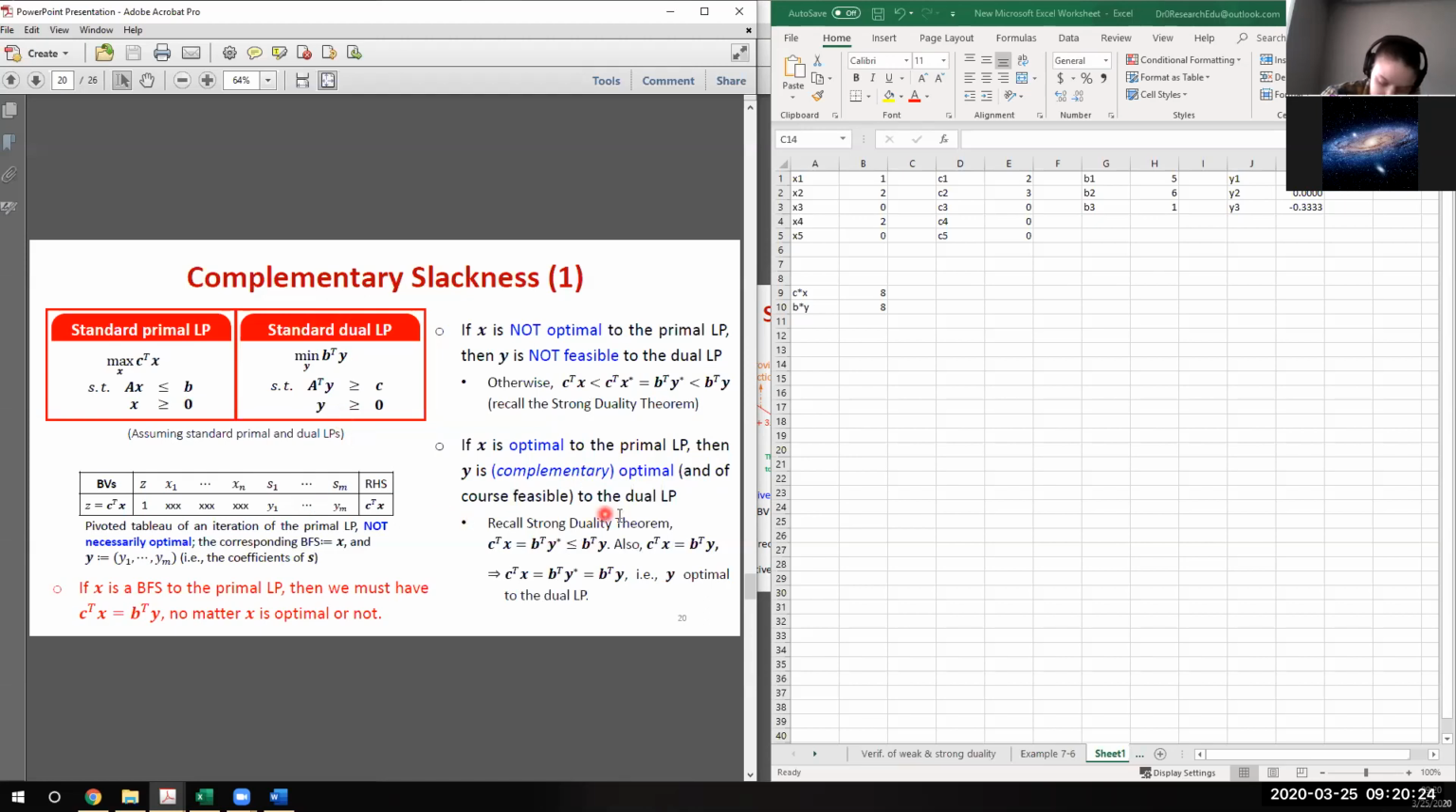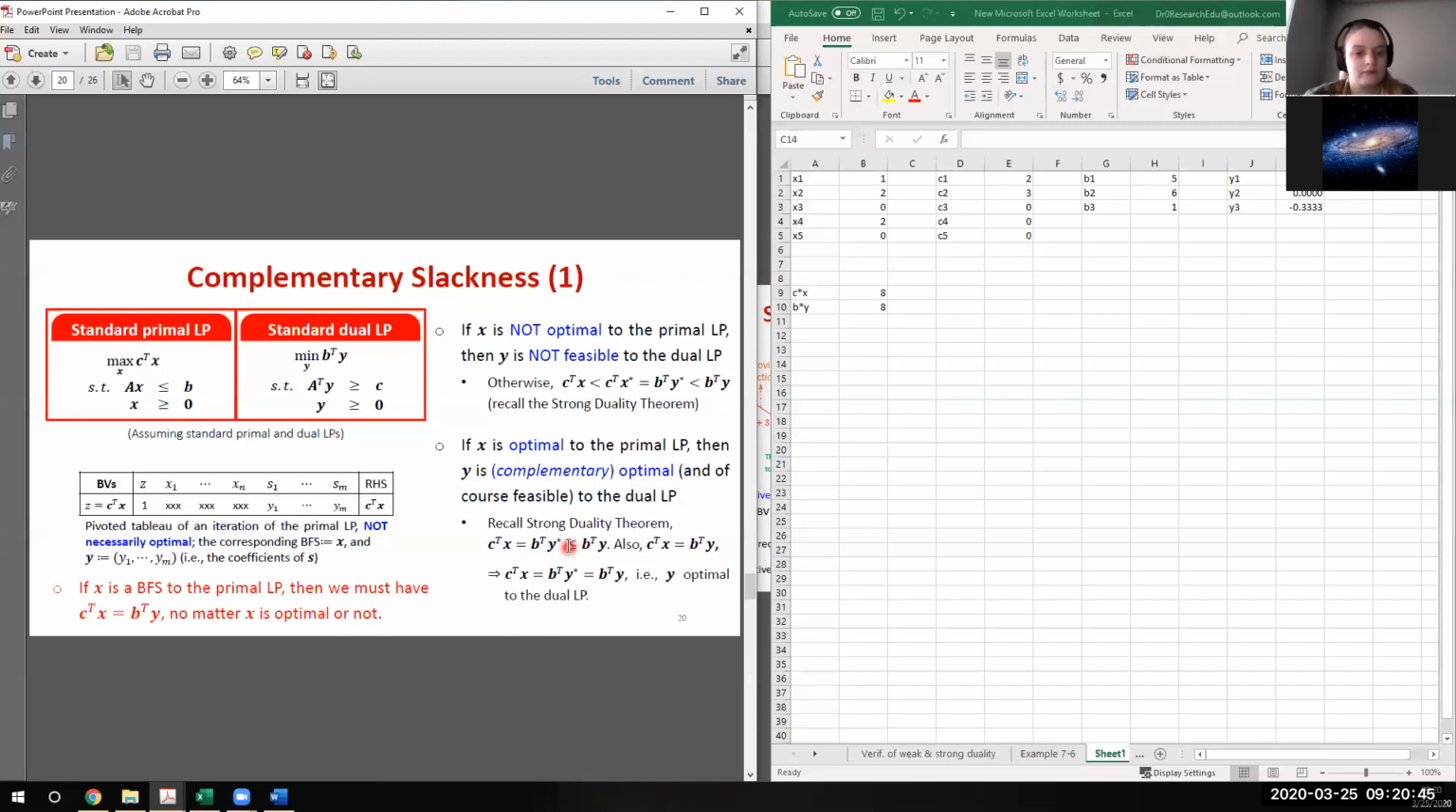This is also easily shown by the strong duality theorem. First of all, you have c^T x equal to b^T y. This is the strong duality theorem. Be careful here, x equals x star actually, because x is assumed to be optimal.